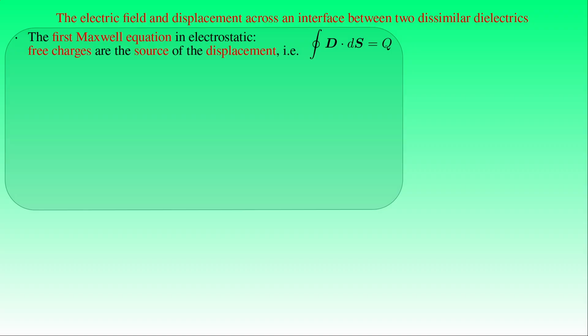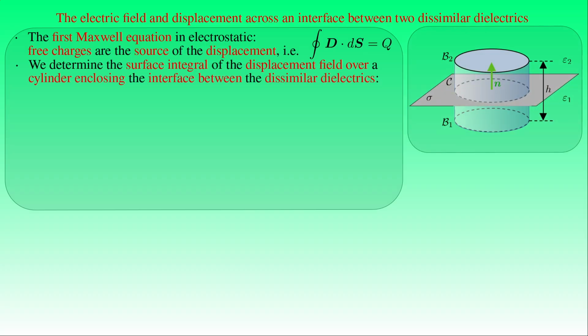Since the Gaussian surface is arbitrary, we can determine the surface integral of the displacement field D over a cylinder of height h enclosing the interface between the dissimilar dielectrics with the circular bases b1 and b2 in its bottom and its top and the curved surface C. Here the circular bases of the cylinder are parallel with the plane approximating the boundary interface in the vicinity where the normal vector n is erected to the interface. Then the surface integral of the displacement D can be broken up into three surface integrals over the bases b1 and b2, and the curved surface C of the cylinder, where the surface elements dS in the integrals point outward from each surface.